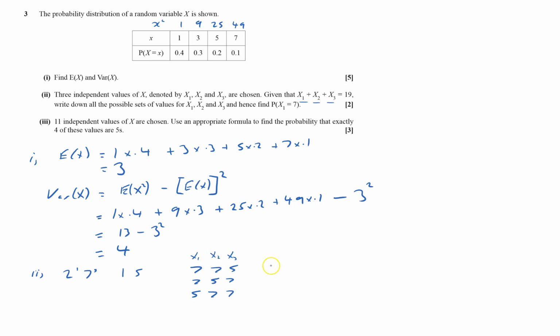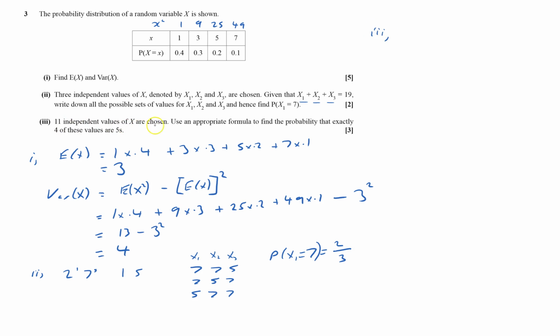2 of them, so this one's x1, that's x2, that's x3. So the probability that x1 equals 7 equals 2/3, because 2 of them out of 3 have got a 7 for the first one. So that's done that bit, and now for the third part I'll do up here.